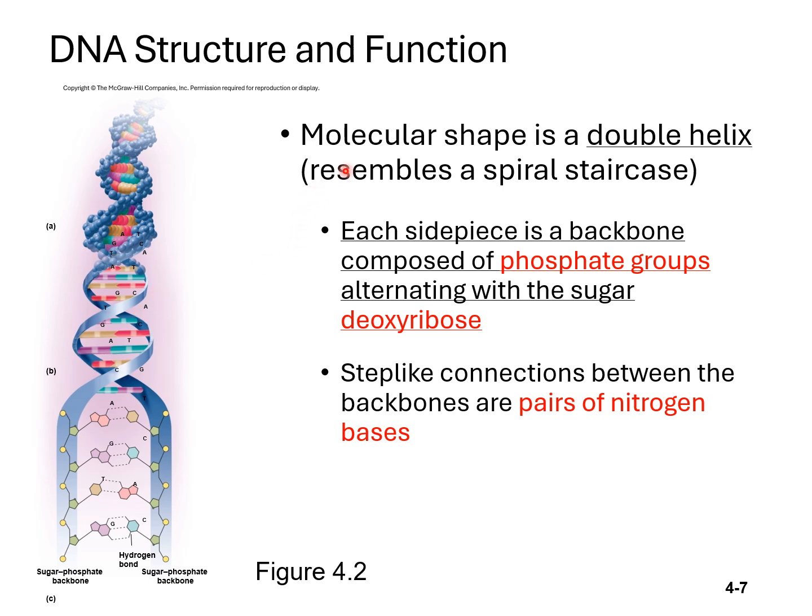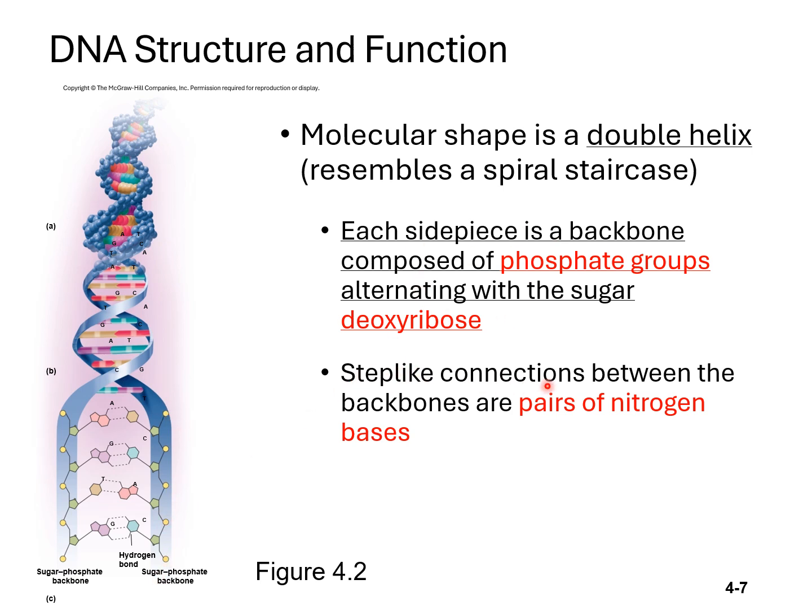So molecular shape is a double helix. It's a spiral staircase going up. Each side piece is the backbone, composed of phosphate groups alternating with the sugar. So you can see the phosphate group, sugar, phosphate, sugar, phosphate, sugar, phosphate. That's what that means on the backbone.